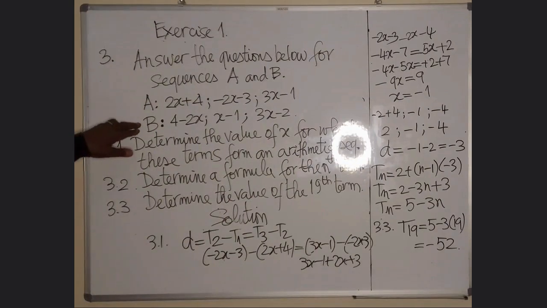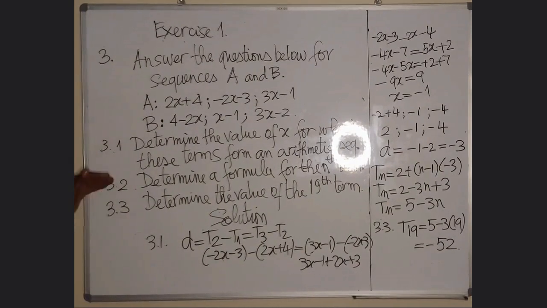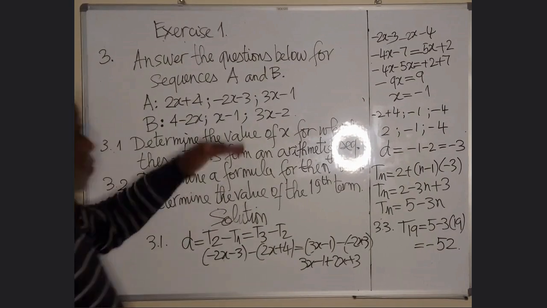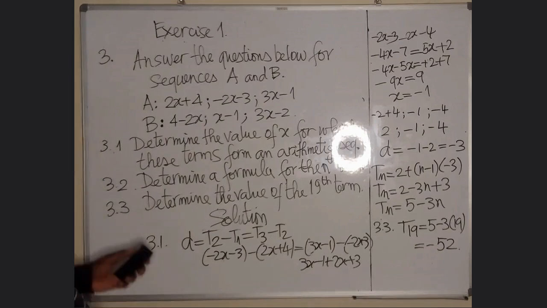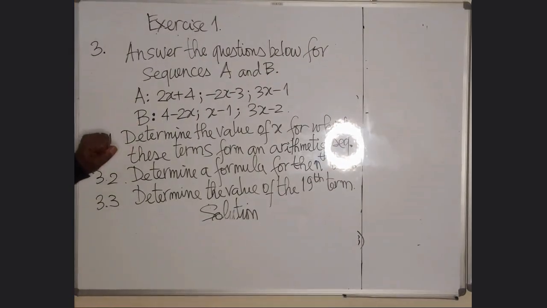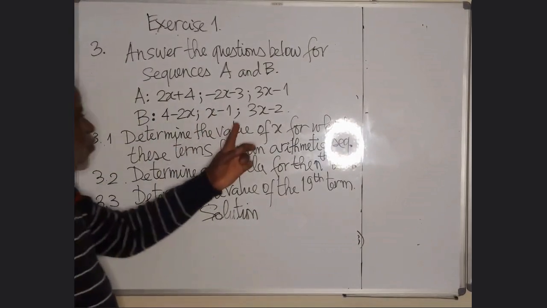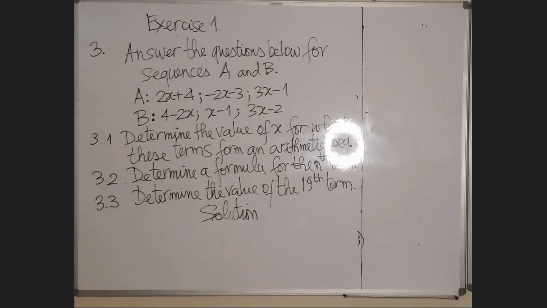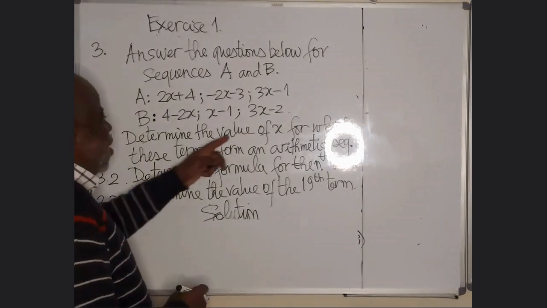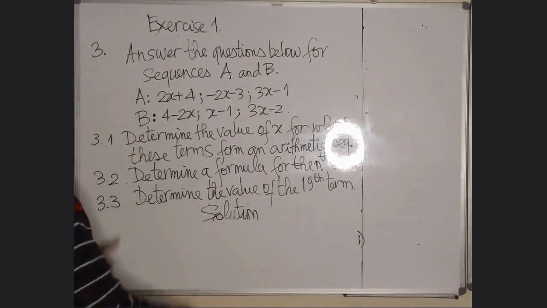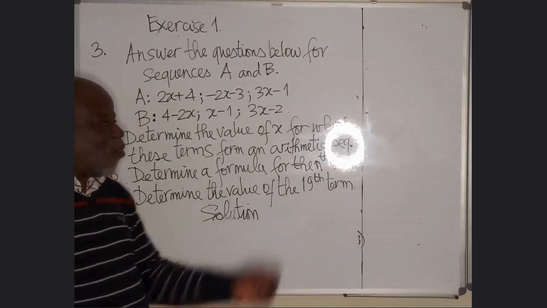We're going to take question B now. It's practically the same questions, 3.1, 3.2, and 3.3. I'm going to clean the board so that we will be having the space for the question B. We're taking question B now. 4 minus 2x, x minus 1, and 3x minus 2. First question, as we have done it with question A. Determine the value of x for which these terms form an arithmetic sequence.